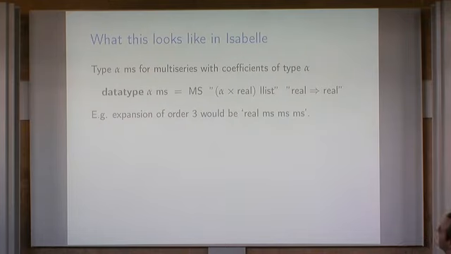And so the idea is that this is one step in the expansion hierarchy, and if you have an expansion of order 3, meaning you have 3 basis elements, then you just write real ms, ms, ms. And you can stack it arbitrarily. All these recursive algorithms that I showed before are implemented with type classes. So I have a type class multiseries that provides all these operations, and the termination of the recursion is guaranteed by the type system, because I always strip away one of the MS type constructors.